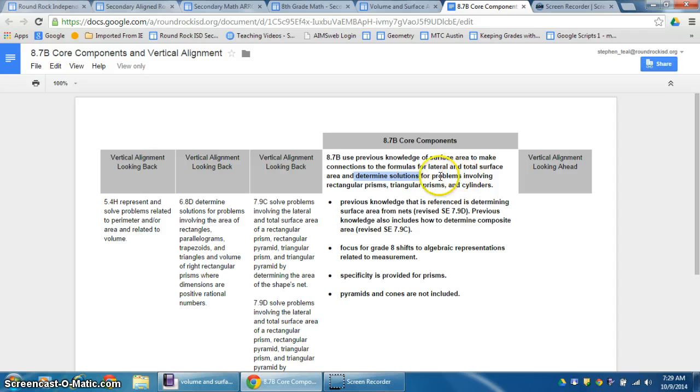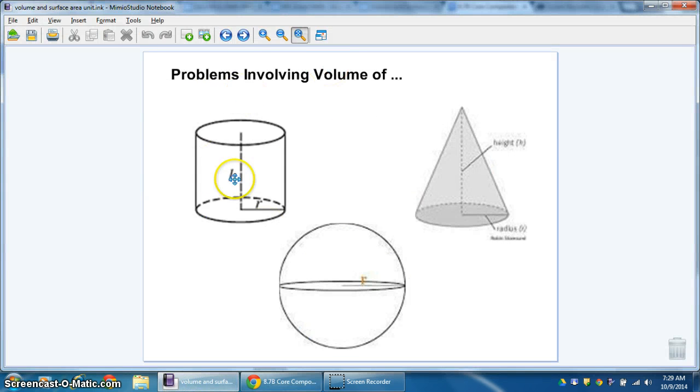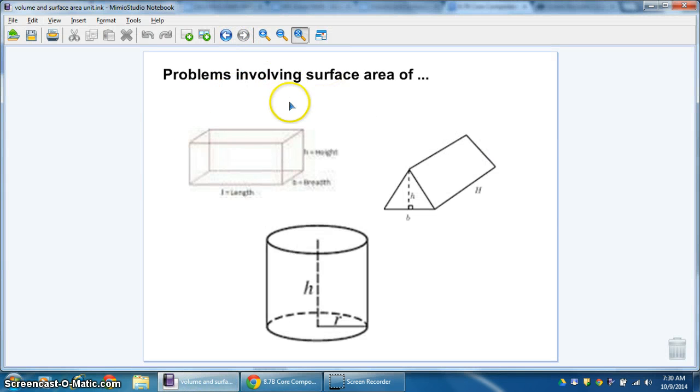Now, again, we've got this phrase, for problems involving. So just as we mentioned earlier, when we looked at the volume, we want to make sure we look at problems involving the surface area. So we've got prisms, rectangular and triangular, as well as cylinders that are mentioned in our TEKs. Pay careful attention to all of the dimensions that are possible for a student to be able to solve for when you're looking at the idea of surface area.